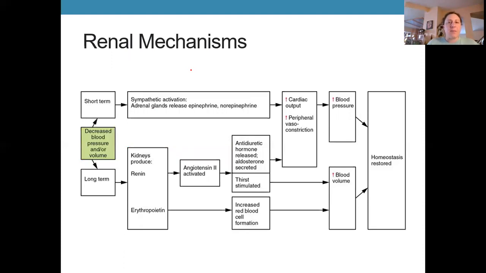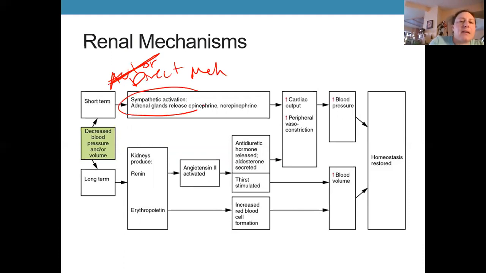So this is kind of a summary of that. Short term is going to be the direct mechanisms, which they don't have on here, as well as sympathetic activation, this is all of them. So the short-term stuff is all about the sympathetic nervous system. This is, of course, for a decrease in blood pressure. Long-term is mostly through the kidneys to actually activate the hormonal responses.